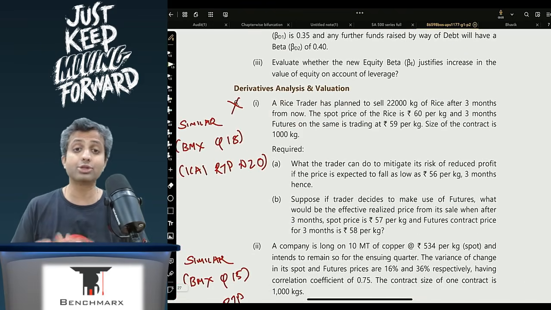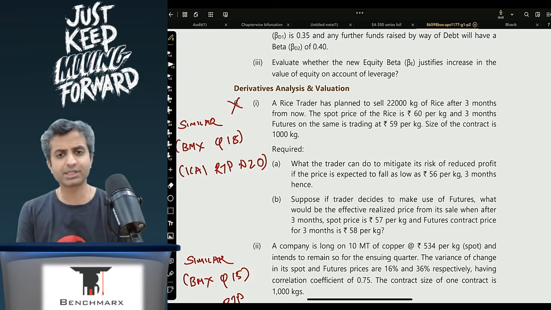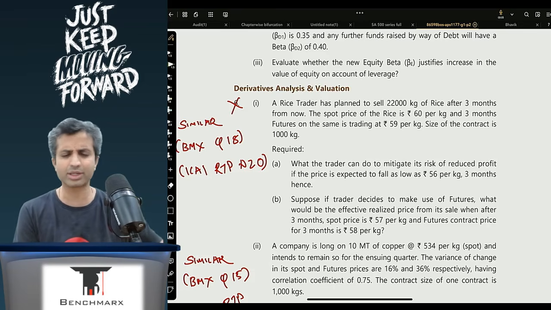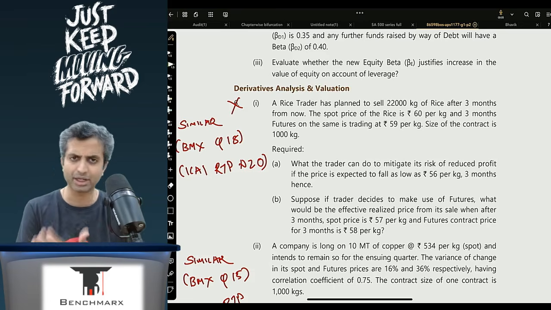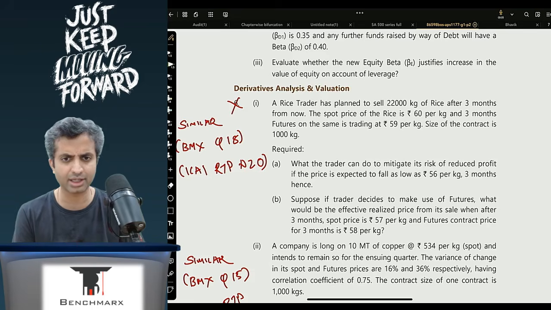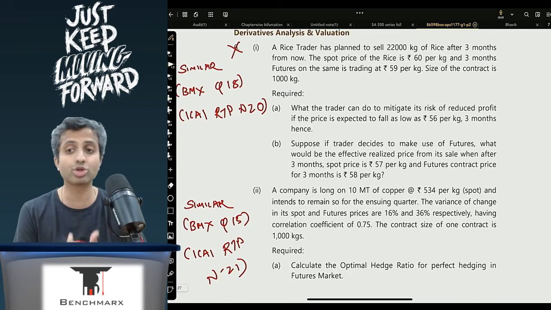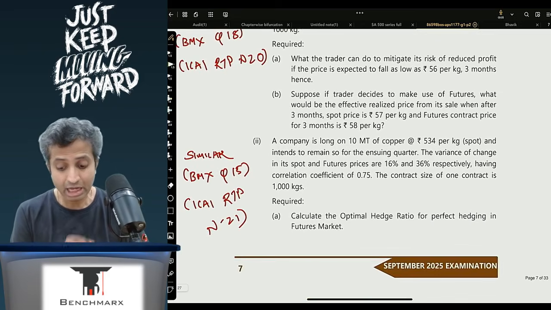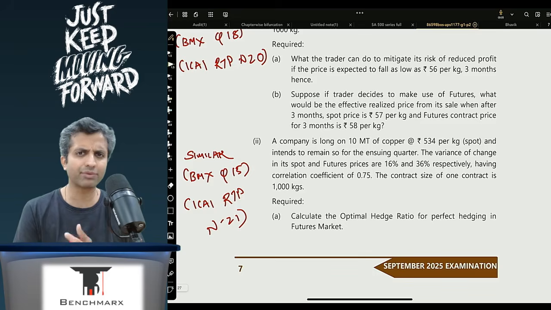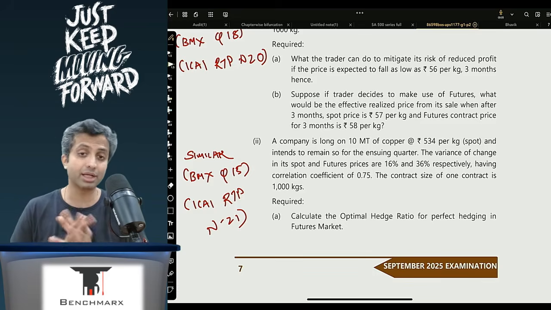On derivatives, the institute has asked you both questions pertaining to commodity derivatives. The first subpart was that rice trader wala question, which is a last day revision question typically that we say, question number 18, and it is similar to the ICAI RTP question of November 20. It's a good question on deciding your strategy on whether you should go long or short on the futures. The sub point 2 is a commodity future question again. I think question number 15, which is there, similar to the ICAI RTP November 21.